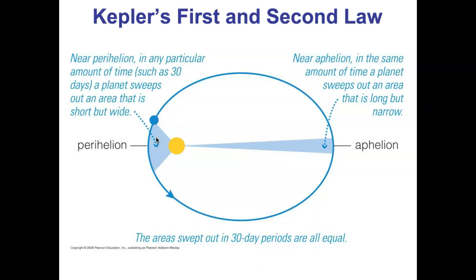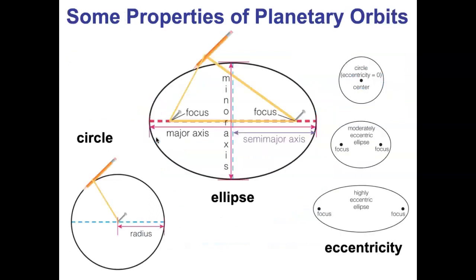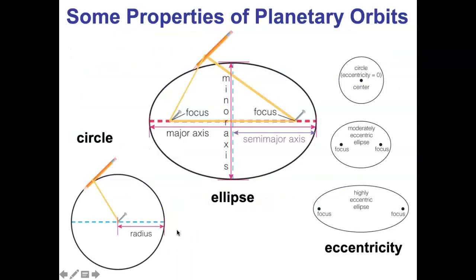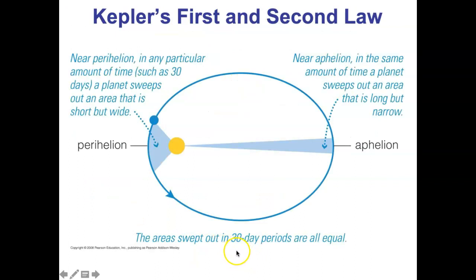Kepler's second law is usually called the law of equal areas in equal time. A straight line joining the planet and the sun sweeps out equal areas in equal intervals of time. So in this diagram, if the planet takes 30 days to go from here to here, and the planet takes a different 30 days to go from here to here, if those two areas were swept out in the same amount of time, 30 days, then those wedges have the same area. This short fat wedge and this long skinny wedge, they have the same total area.